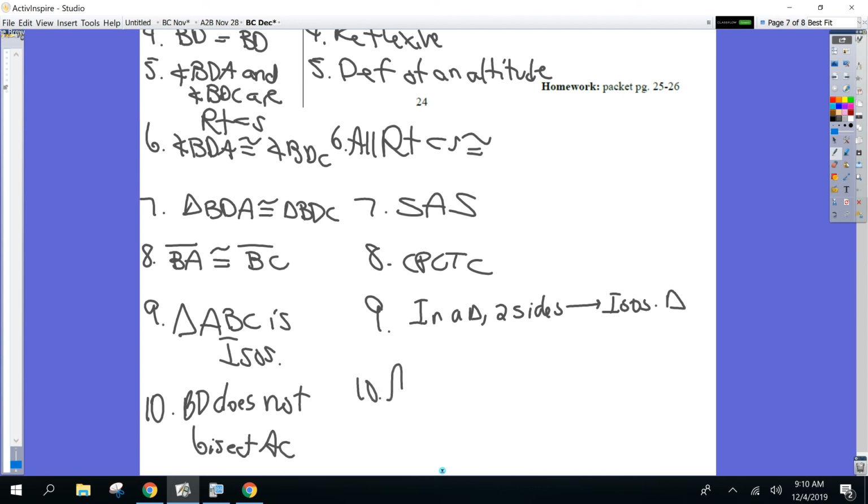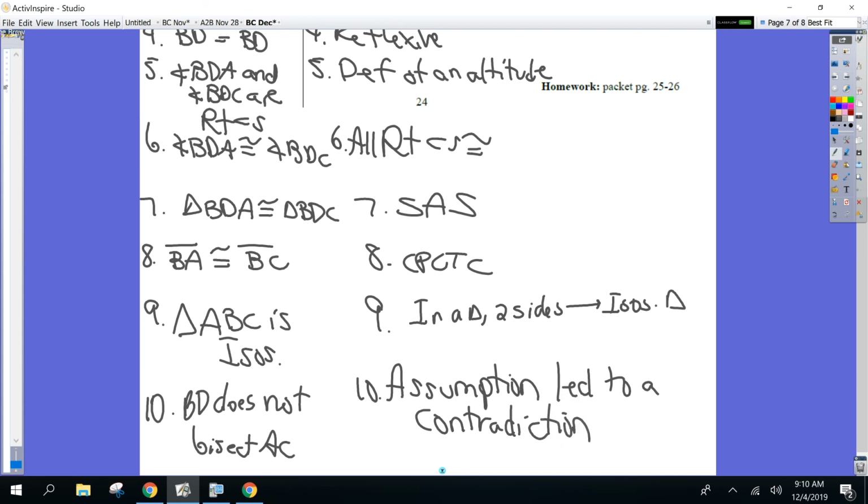Assumption. There is no abbreviation for this, by the way. I had one class a couple years ago. Hey, let's do ALTAC: assumption led to a contradiction. How about we don't? How about we stop being lazy? Come on, ALTAC, get it? Yeah, I get it, but no, that's not a thing.